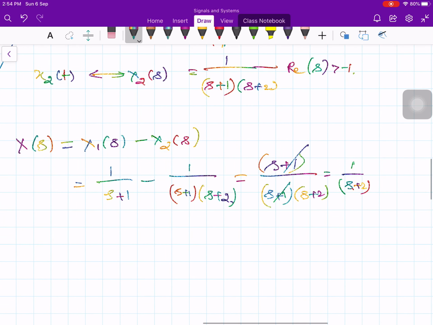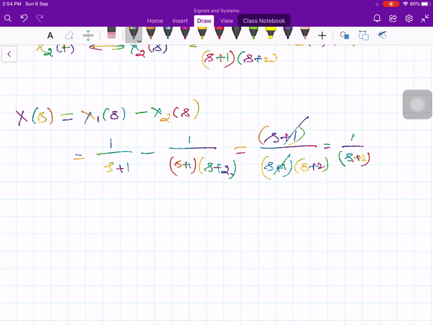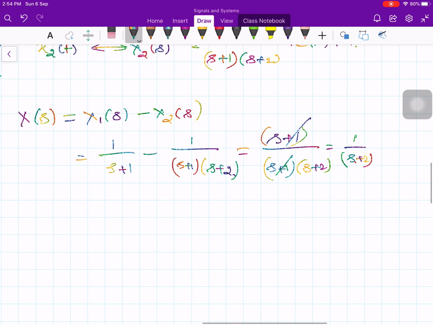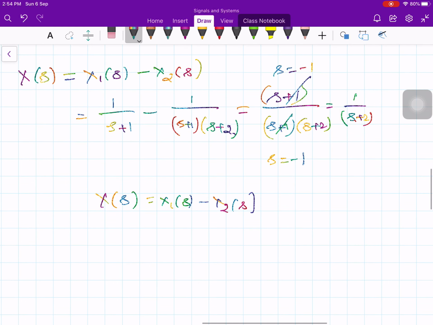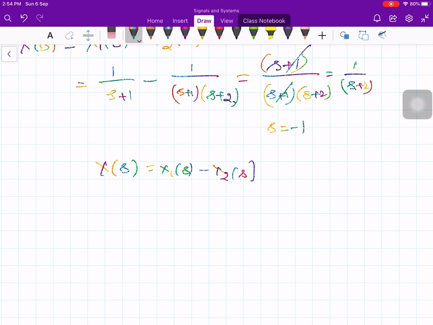Okay, so thus in the linear combination of x1 of t and x2 of t, the pole at s equal to minus 1 and the zero at s equal to minus 1 cancel each other. Therefore the pole zero plot for x of s is equal to x1 of s minus x2 of s. Individually, how does it look? Individually for x1 of s, it is minus 1. It is the region of convergence for x1 of s.